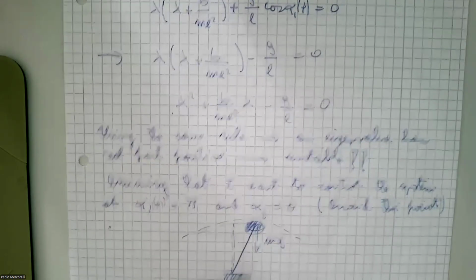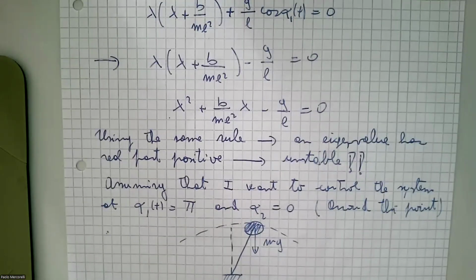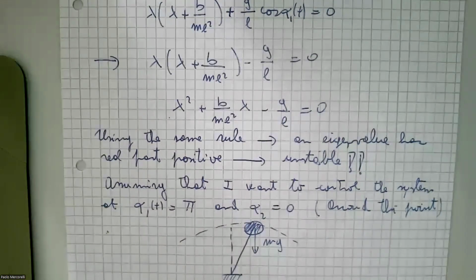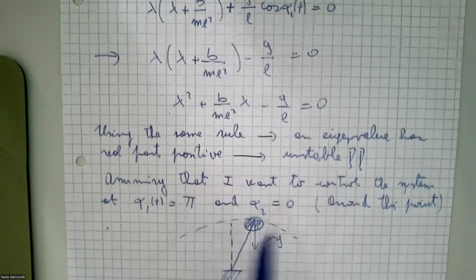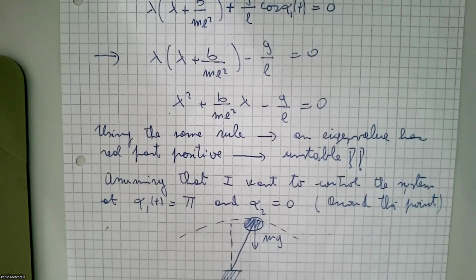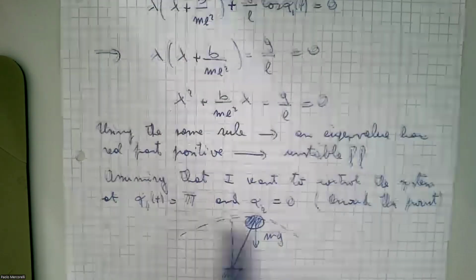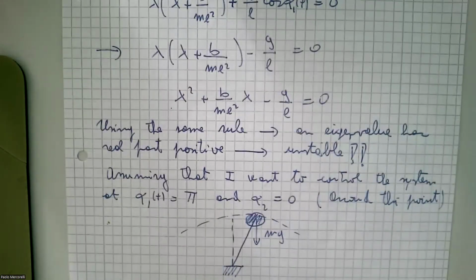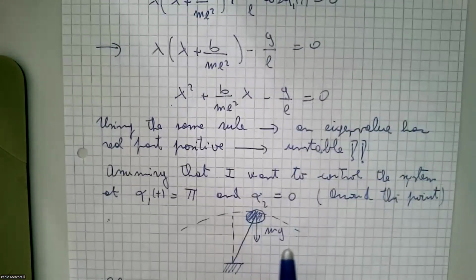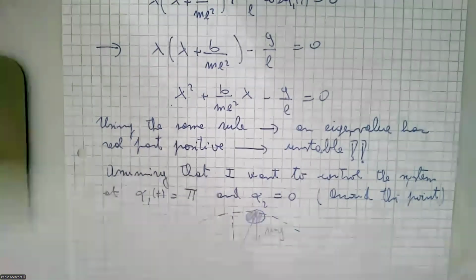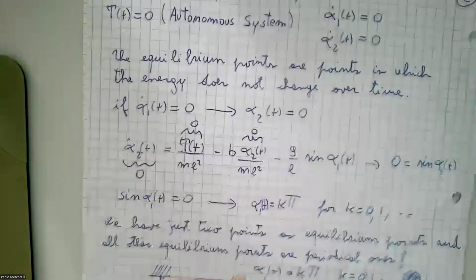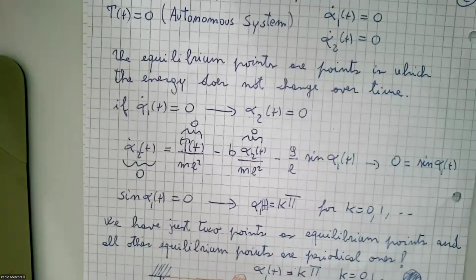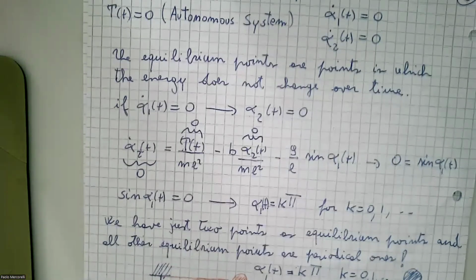If I want to control alpha 1 equal pi and alpha 2 equal 0, or if I want to control alpha 1 equal pi divided by 2, and always alpha 2 equal 0. Of course, in this position here, alpha 2 nevertheless plays a role, but alpha 2 equals 0 characterizes these two.